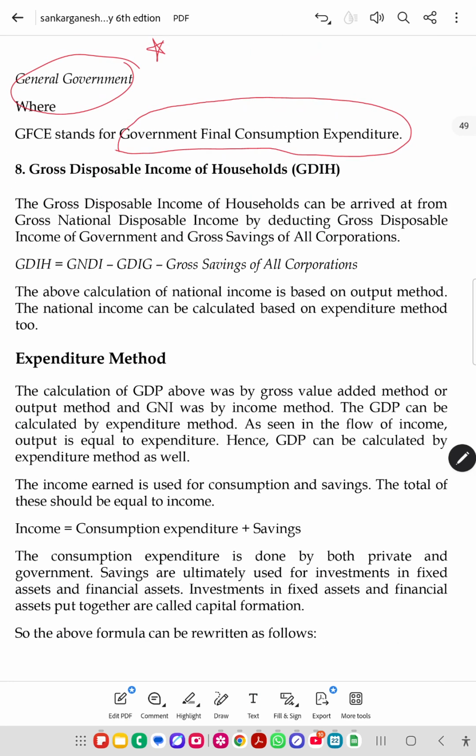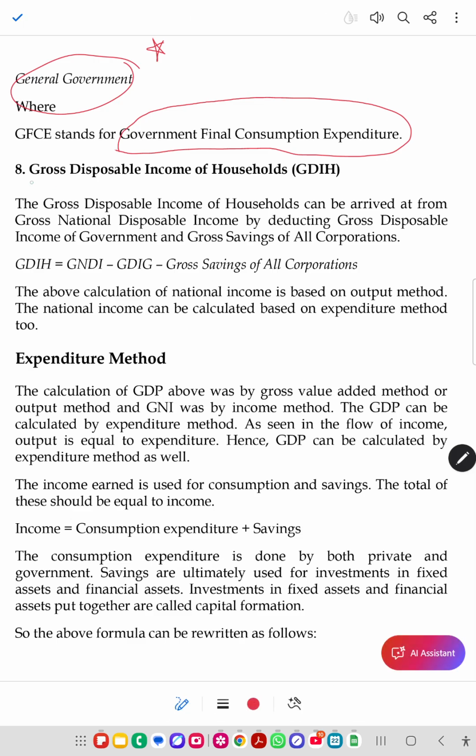Next, gross disposable income of households. The gross disposable income of households can be arrived at from gross national disposable income by deducting gross disposable income of government minus gross disposable saving of all corporations.